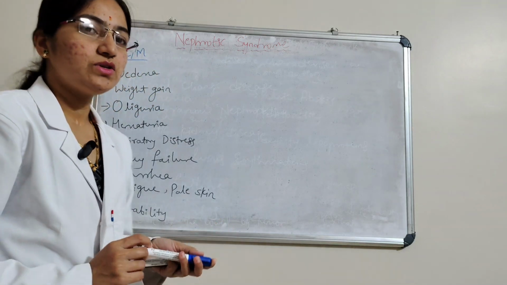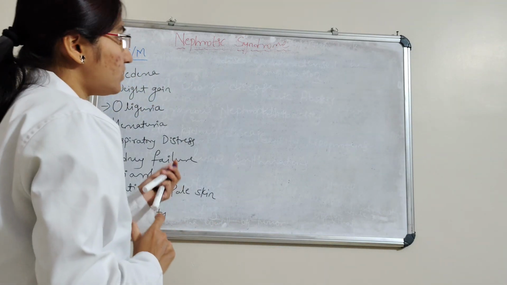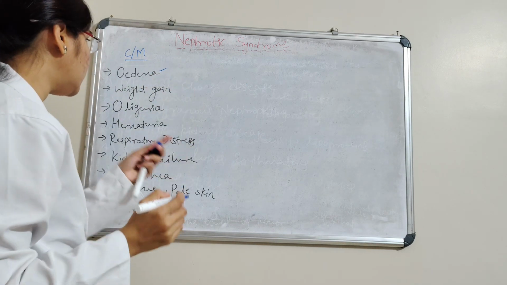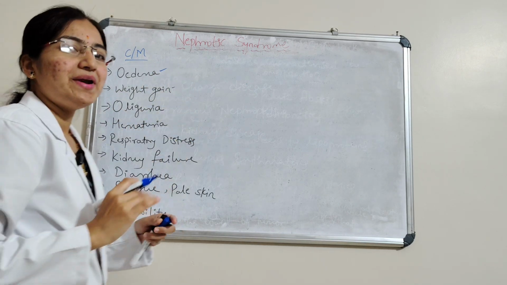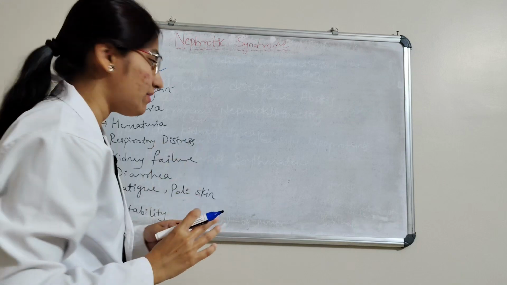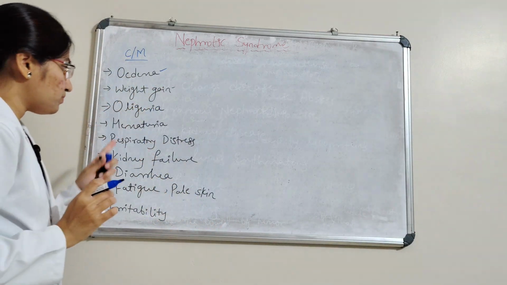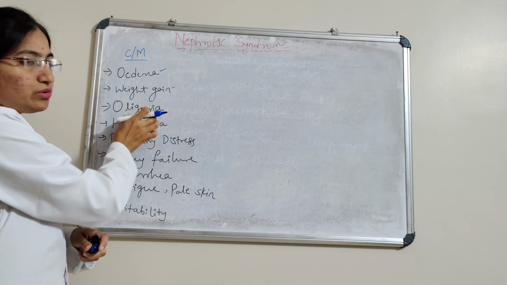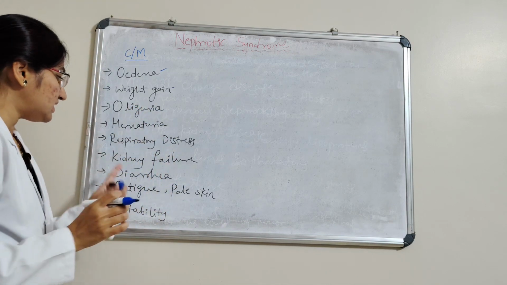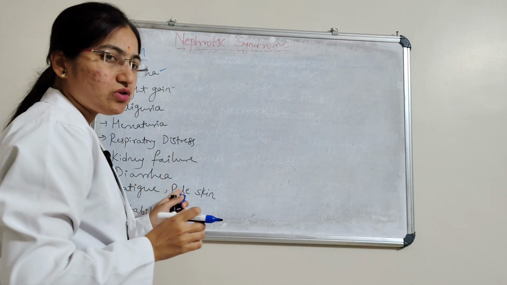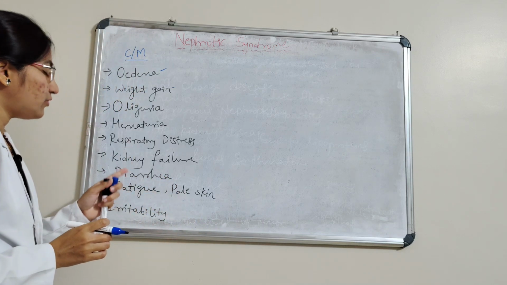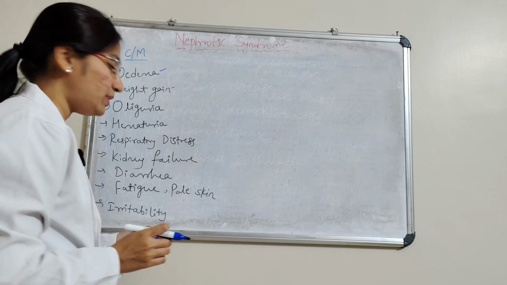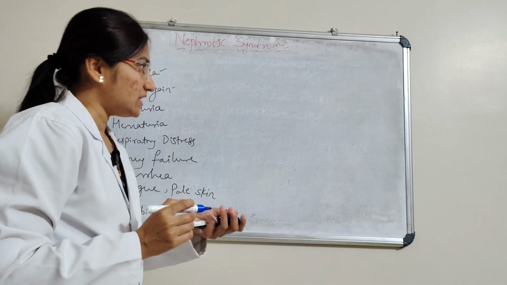Next we will see the clinical features, clinical manifestations for nephrotic syndrome. Here first one is edema, swelling we can see. Weight gain, hyperlipidemia, that is increased cholesterol level, and then oliguria. After that, hematuria, that is blood in the urine, and then low urine output. Respiratory distress, kidney failure, diarrhea also we can see with nephrotic syndrome, and then fatigue, pale skin, and always there will be irritability also.